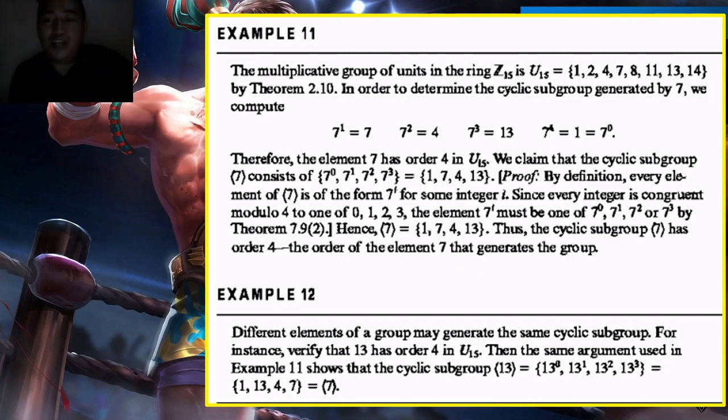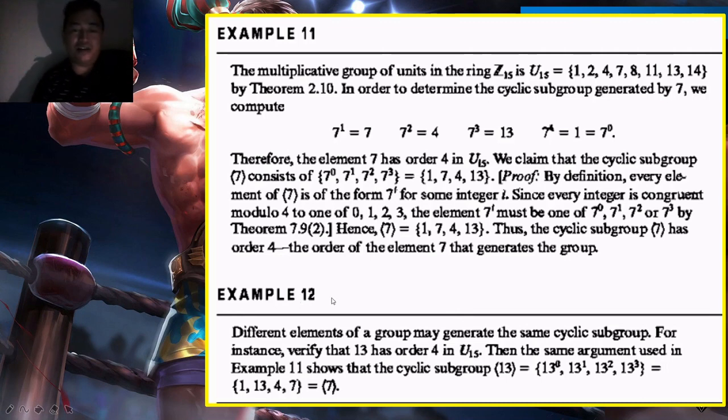Next, try 2, 4, 7, 8, 11, 13, and 14. Try them. Take 11. What is its order? Let's see. 11 to the 1 is 11. 11 squared is 121, and 121 is equal to 1 in Z15, because 120 is divisible by 15, so the remainder is 1. So 11 squared is 1. Therefore, 11 and 1 are the elements of the subgroup generated by 11.